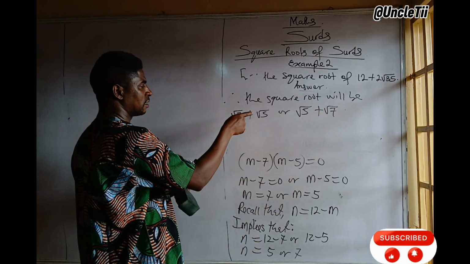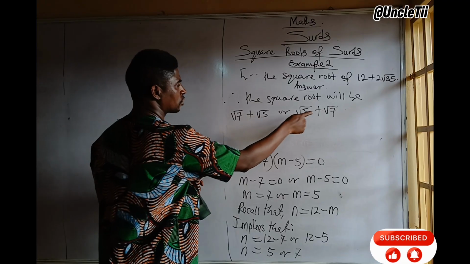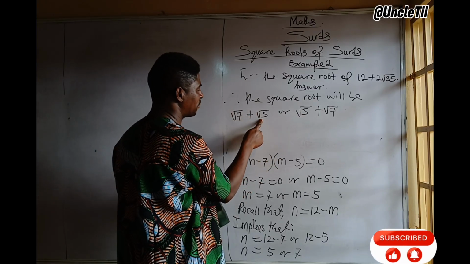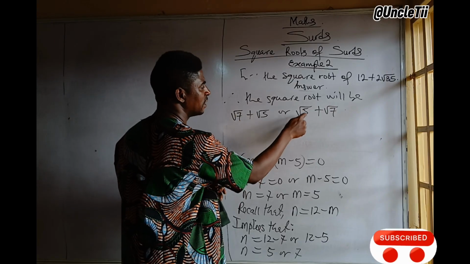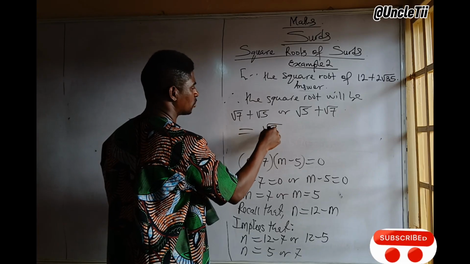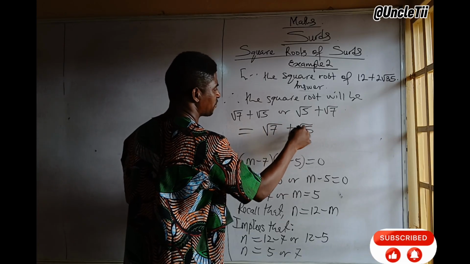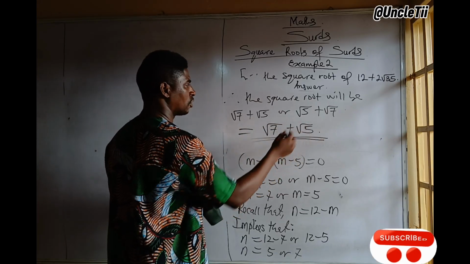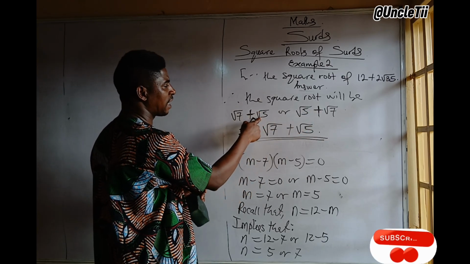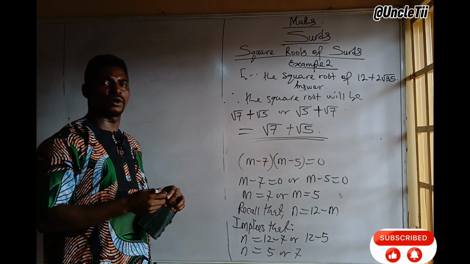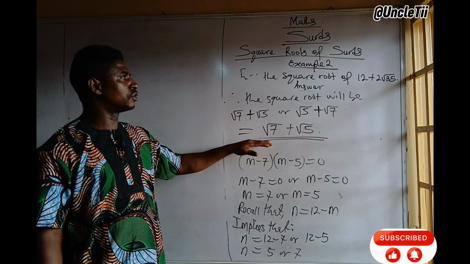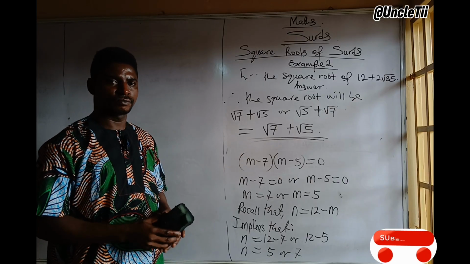But addition is commutative. It means that root 7 plus root 5 is the same as root 5 plus root 7. So our final answer will be root 7 plus root 5, because addition is commutative. Root 7 plus root 5 will be the same as root 5 plus root 7. That is a second example on the square root of surds.